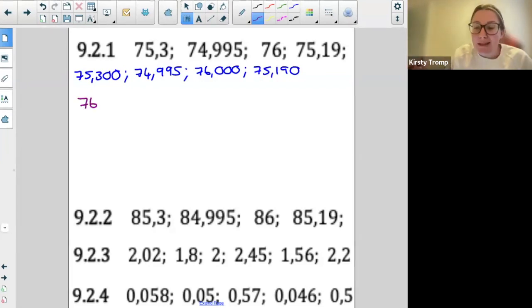And guys, if you leave the decimal places there, it's okay. You can say 76, comma, 000. It's the same number. Your teacher's not going to penalize you. Okay, so I've got 76.